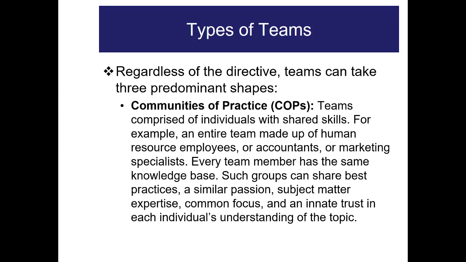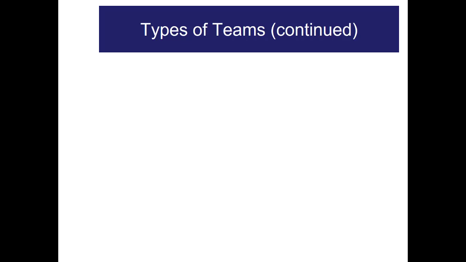What are the different types of teams? Teams have different types. Number one, we have the COPs, communities of practice. These teams are composed of individuals with shared skills. For example, you may have a team made up of human resource, accounts, marketing. Like in a university, you have a collection of communities coming together.